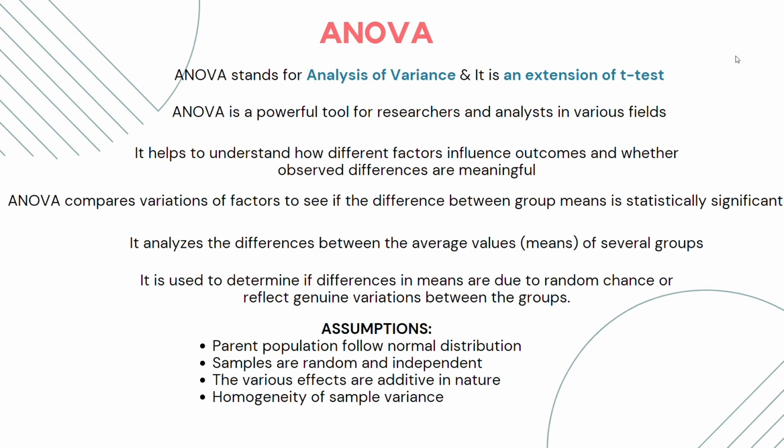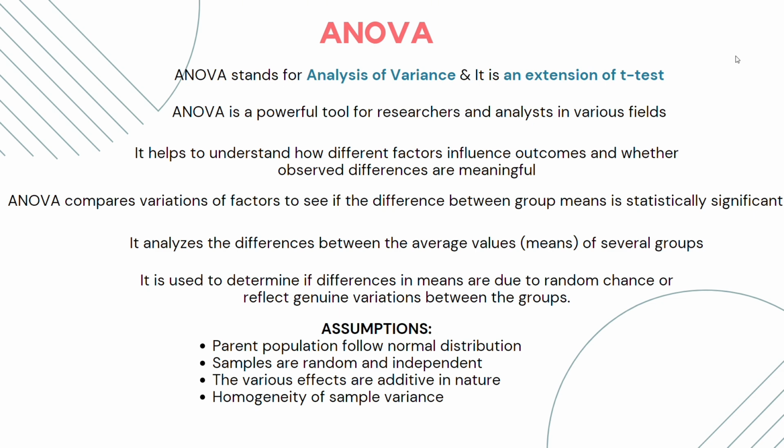ANOVA stands for Analysis of Variance and it is an extension of t-test. ANOVA is a powerful tool for researchers and analysts in various fields. It helps to understand how different factors influence outcomes and whether observed differences are meaningful. ANOVA compares variations of the factors to see if the difference between group means is statistically significant. It analyzes the difference between the average values of several groups.